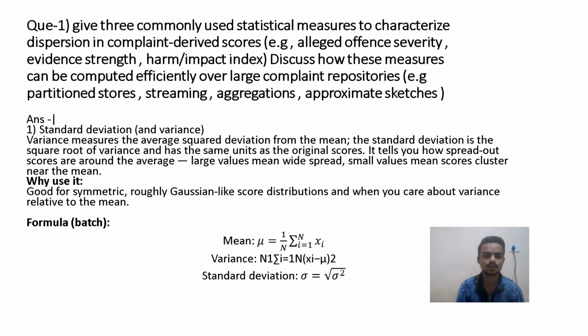Variance tells us how far the values are separated from the mean, and the standard deviation is simply the square root of the variance, which makes it easier to interpret because it's in the same units as the original data. If the standard deviation is high, it means the scores are widely spread out. If it's low, the scores are clustered near the mean. This measure works great when the distribution is symmetric or roughly normal. And here you can see the basic formulas for calculating the mean, variance and standard deviation.